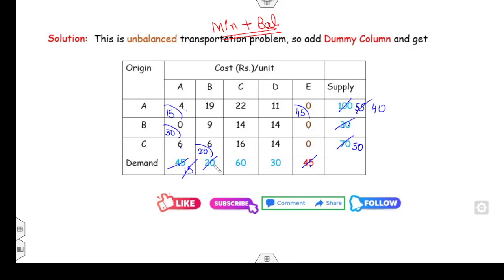Corresponding to this 9 is a 20. There is no minimum, there is no demand. Next number is my 11. Corresponding to this 11 is a 30 and 40. The minimum value is 30.